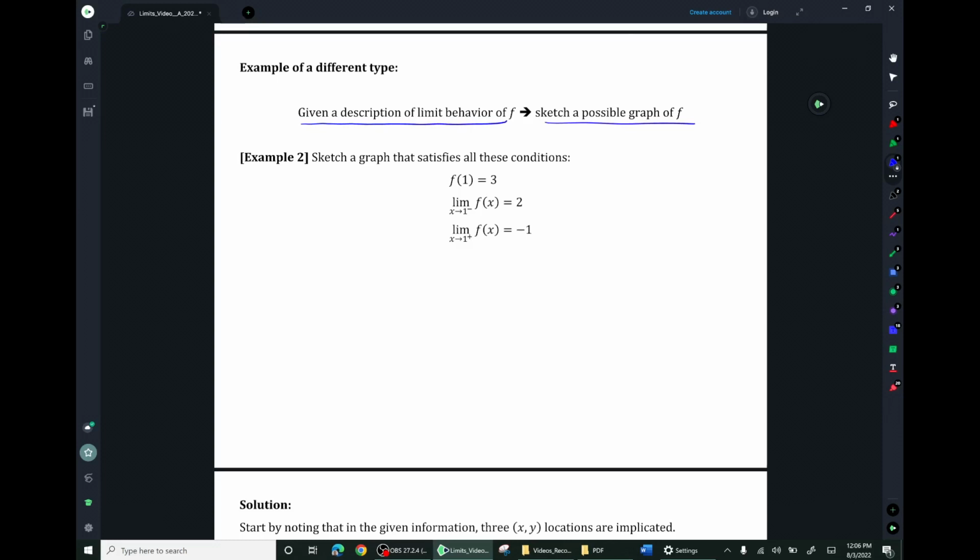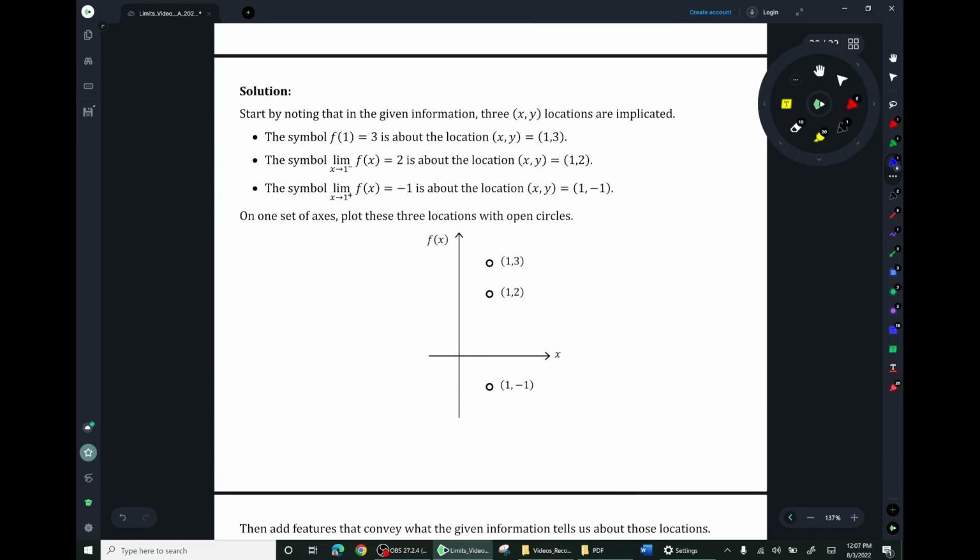So here's the example. Sketch a graph that satisfies all of these conditions. f of 1 equals 3. The limit as x approaches 1 from the left of f of x is 2. And the limit as x approaches 1 from the right of f of x is negative 1. We start by noting that in the given information, 3 xy locations are implicated. What do I mean by that?